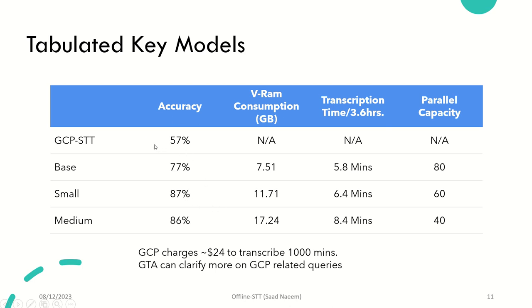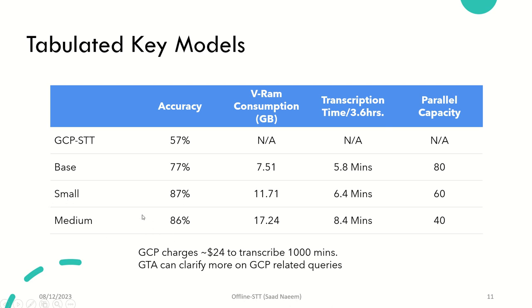The Google model was 57% accurate, but I think the most interesting part here is that the base model was 77% accurate. It consumed 7.51 GB of RAM. It transcribed 200 minutes, or let's say 3.6 hours, in 5.8 minutes, and the maximum number of parallel audio files that it can transcribe in one go is 80 files. The same can be seen at the last line, where the medium model gave us 86% accuracy.